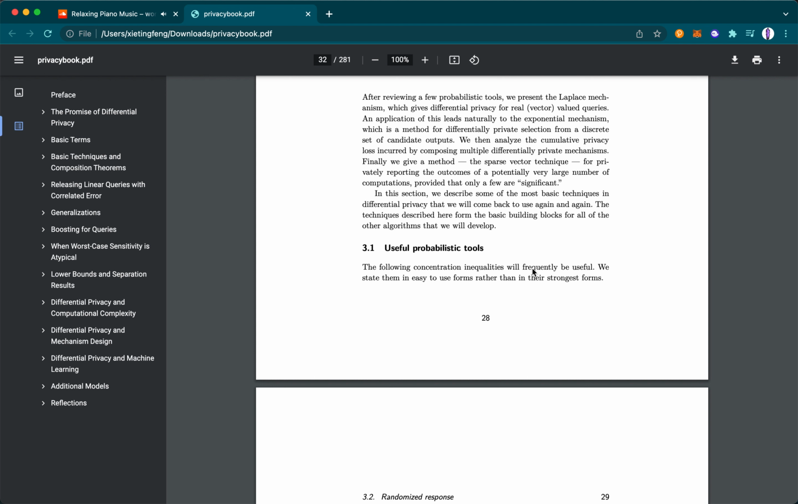In this section, we describe some of the most basic techniques in differential privacy that we will come back to use again and again. The techniques described here form the basic building blocks for all of the other algorithms that we will develop.